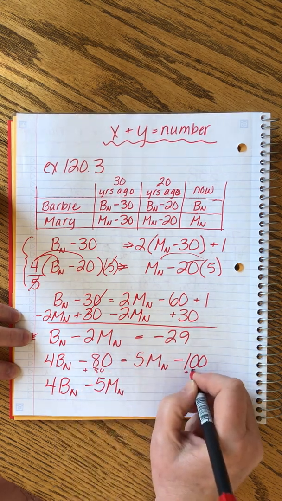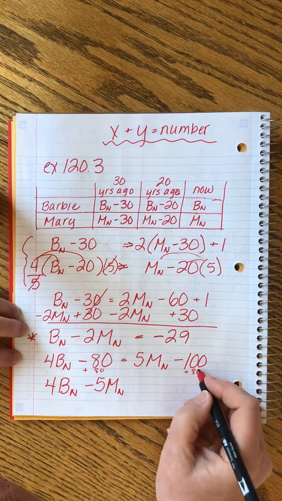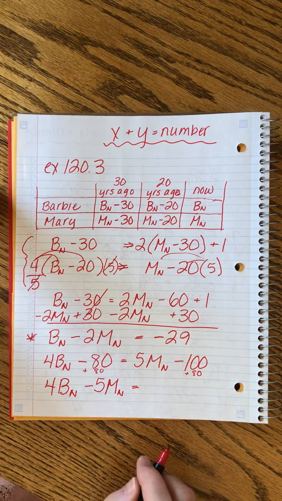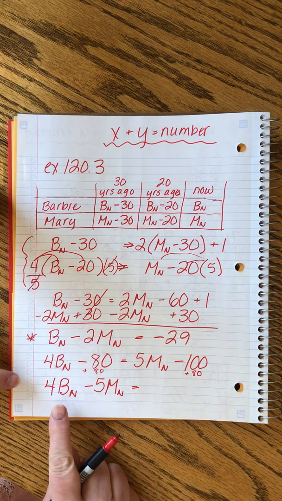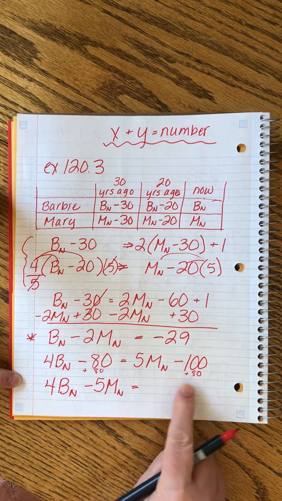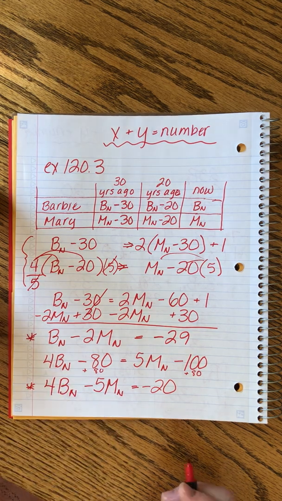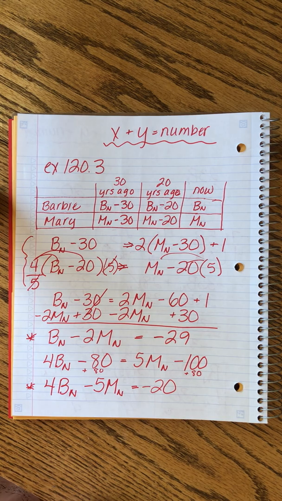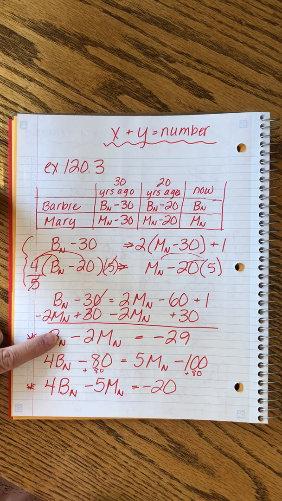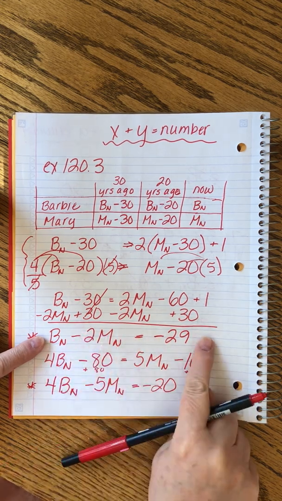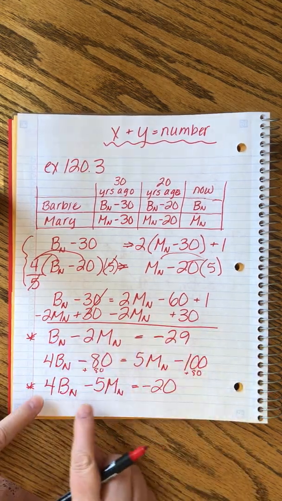I'm just doing this in my head rather than writing everything out because we're advanced enough. We can do that, as long as we find we can do it without making mistakes. 4bn minus 5mn equals negative 20. So here we are. There are our two equations. We could choose to use substitution because here's a variable that doesn't have a coefficient. So we could subtract the 2n, create an expression, and then plug that in for bn.